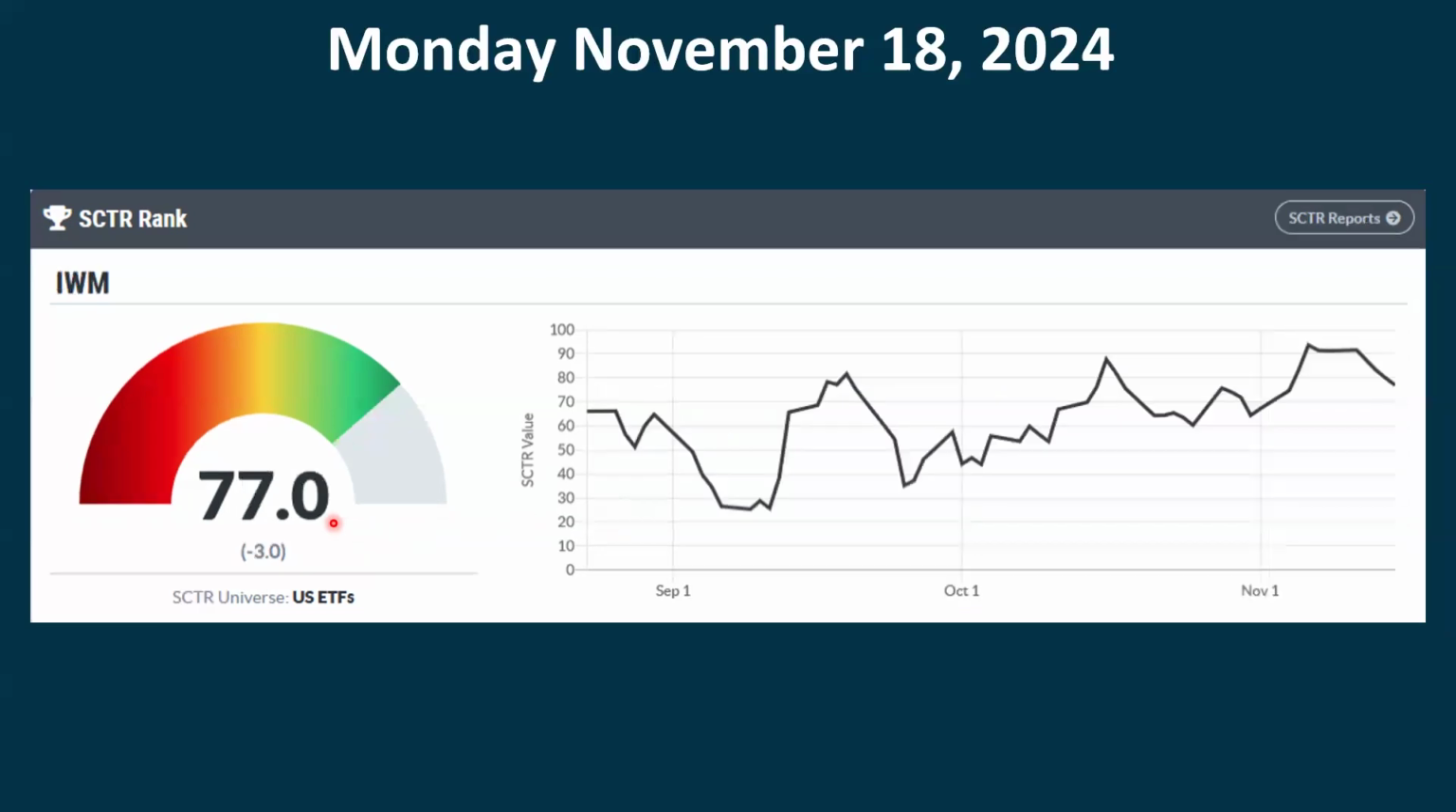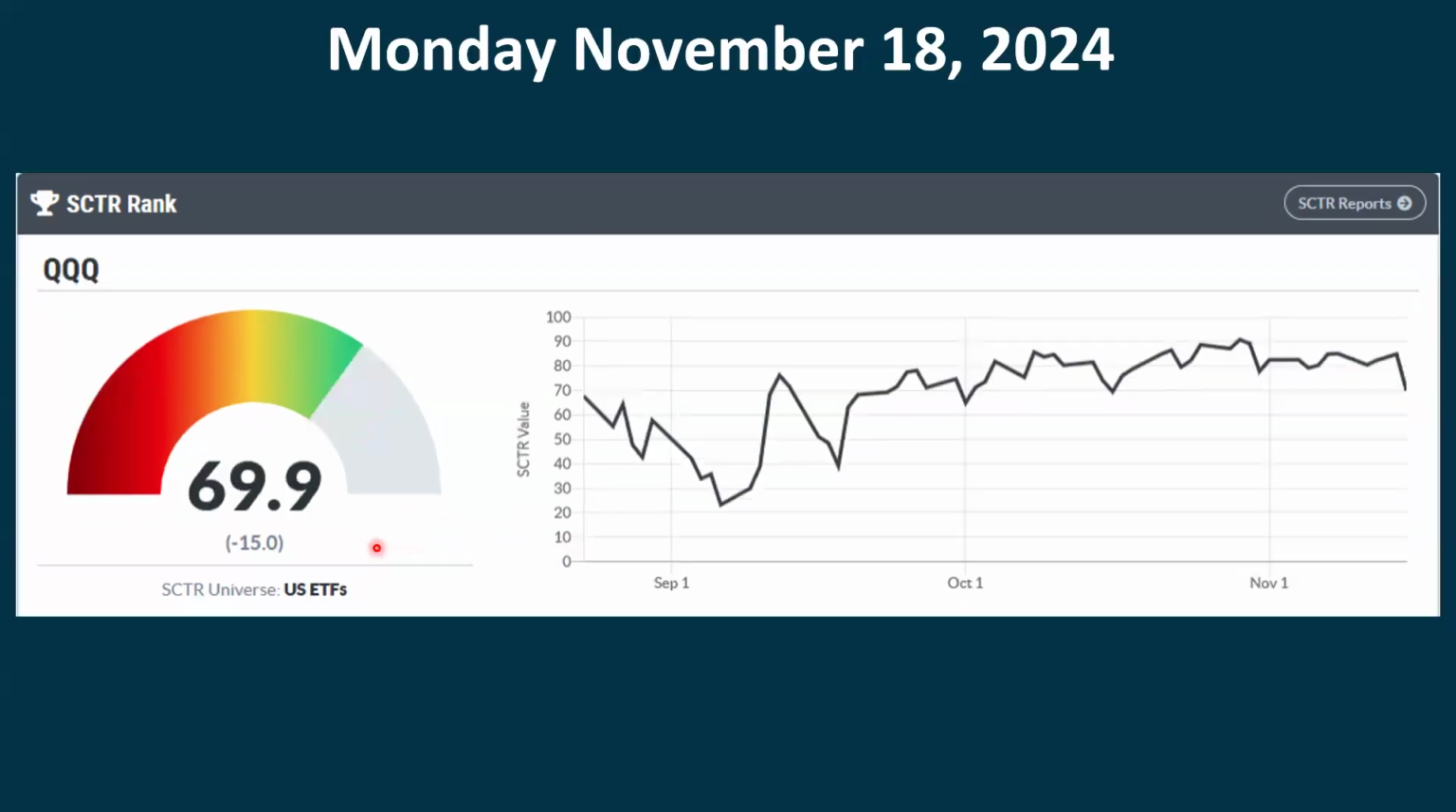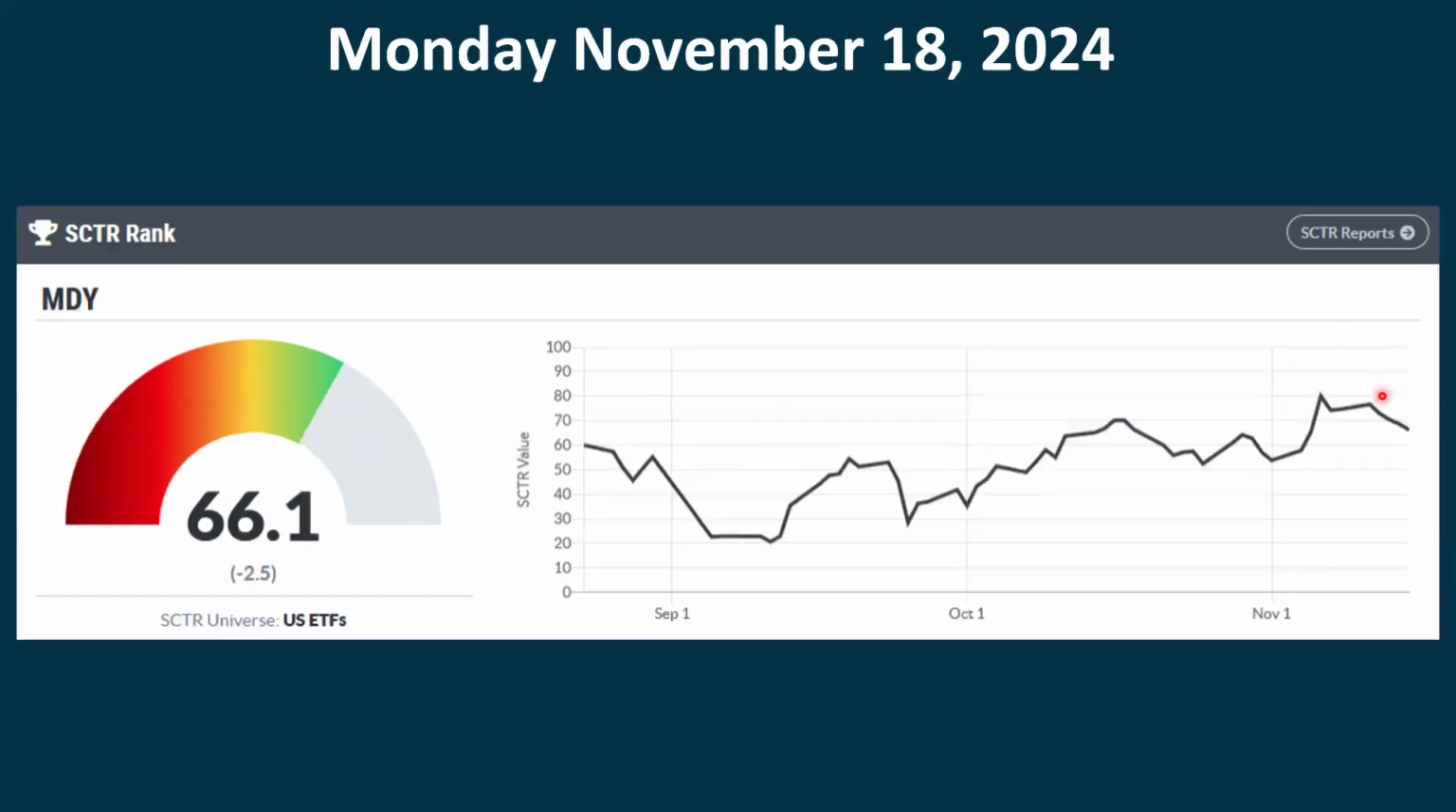Then we have the small caps, which really had been doing well. Well, they gave a lot of that back. We're down 4% on the week and coming in with a score of 77. Then we have the QQQs, which a week ago were in first place. Well, they dropped down here to 69.9. And then we have the mid caps, which earlier in the year were the better performing index for many weeks at a time. They would come in number one. Now they're not looking so good, coming in at 66.1.